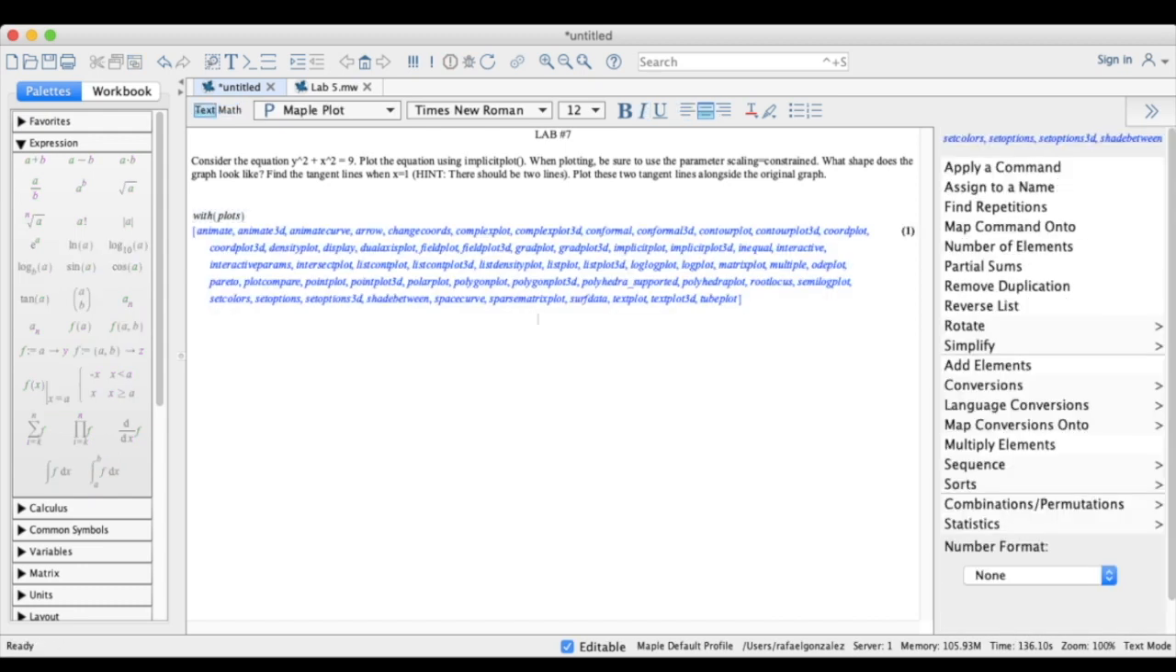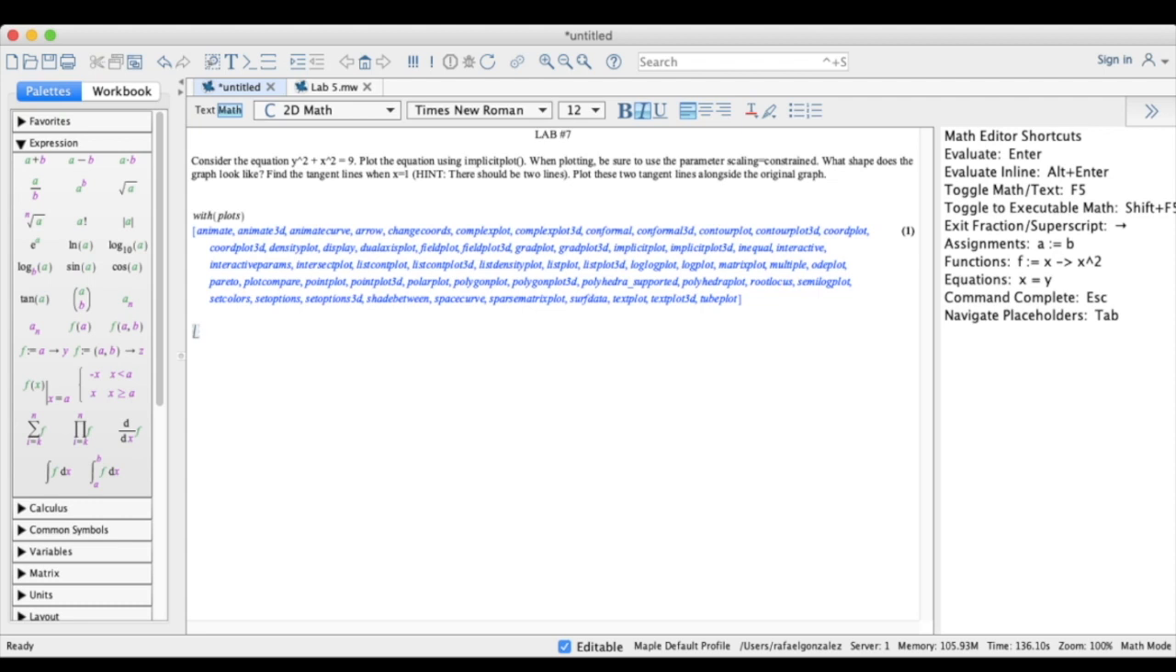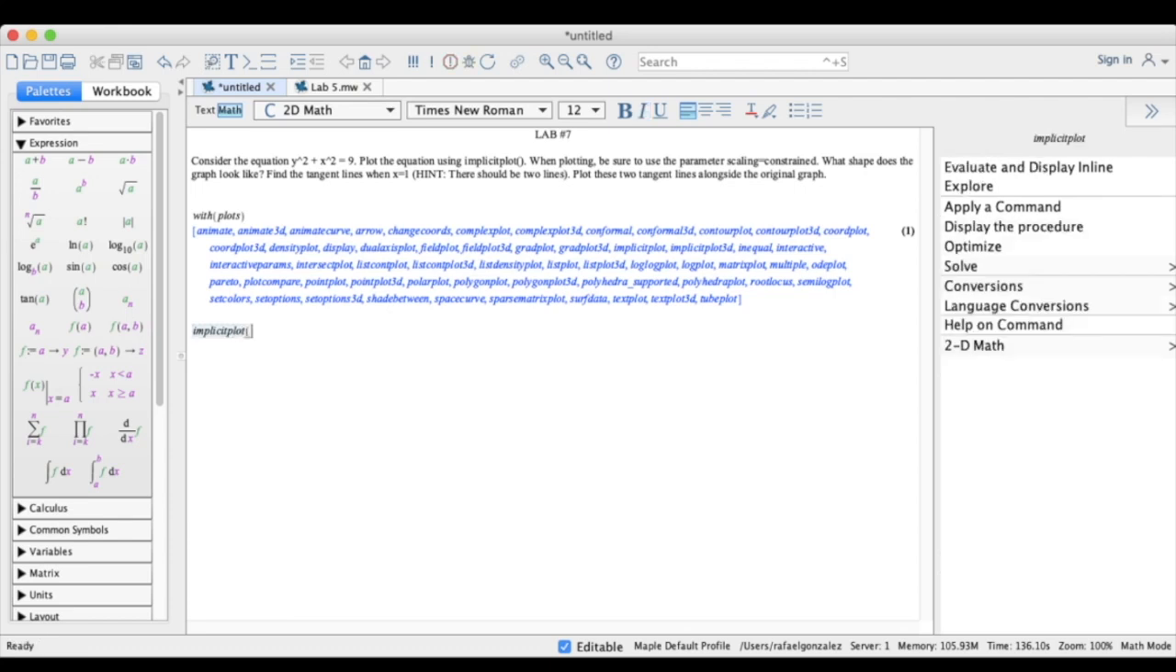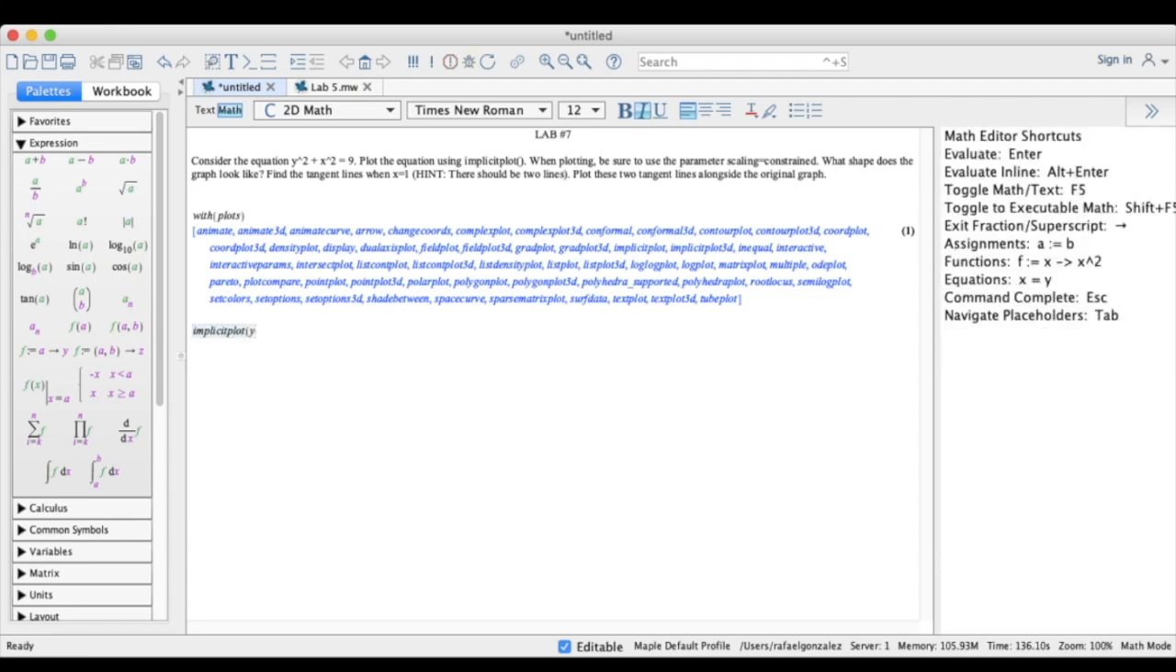So once we do this, you will notice that a bunch of commands appear in blue. So we could actually now use any of these commands, but the one that we're interested in is implicit plot. Notice that you could also plot in 3D. You could do an implicit plot in 3D. To use the implicit plot command, we simply type implicit plot, parentheses. Then we type in our equation. So it's y squared plus x squared equals 9.